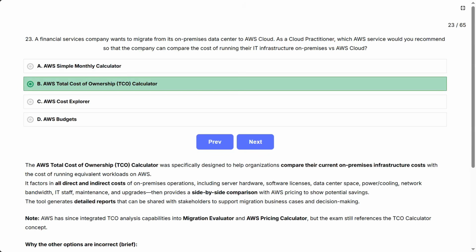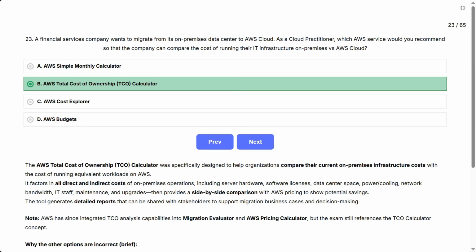The AWS Total Cost of Ownership TCO calculator was specifically designed to help organizations compare their current on-premises infrastructure costs with the cost of running equivalent workloads on AWS. It factors in all direct and indirect costs of on-premises operations, including server hardware, software licenses, data center space, power, cooling, network bandwidth, IT staff, maintenance, and upgrades, then provides a side-by-side comparison with AWS pricing to show potential savings.